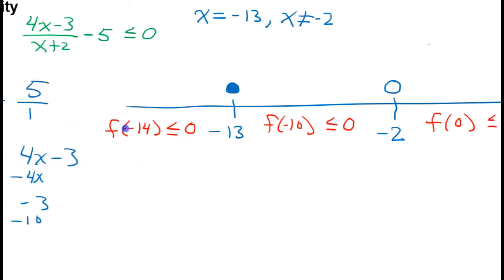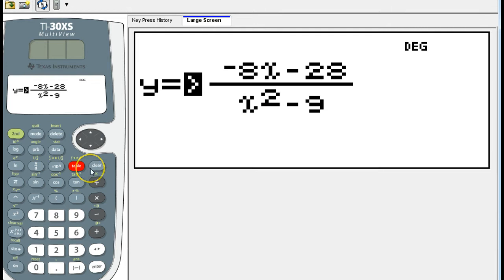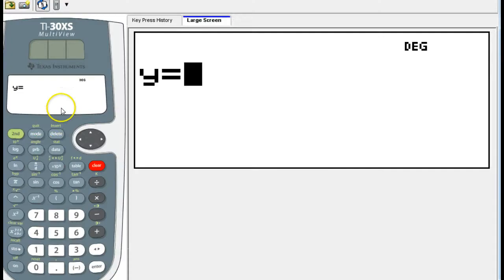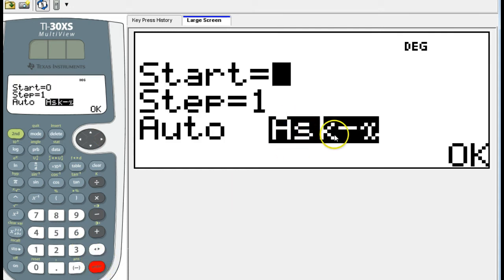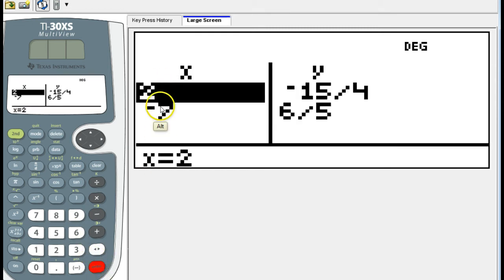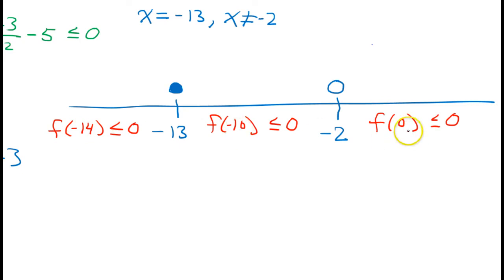So again, rather than do this by hand, by plugging these numbers in one at a time, I'm going to use my TI-30XS MultiView to help me out. And I'm going to type this green version of the function into the table feature. Okay, so here's my table feature, and we are typing in (4x minus 3)/(x plus 2), and then it was minus 5. Again, I like my calculator to be in ask mode for this type of thing. Just hit enter a few times. And let's change these x values. So the three x values we have decided to test out are negative 14, negative 10, and 0.